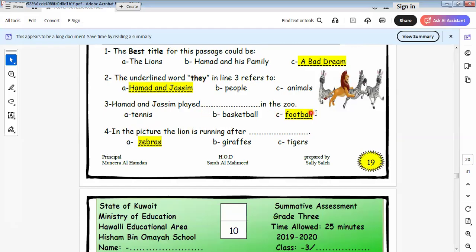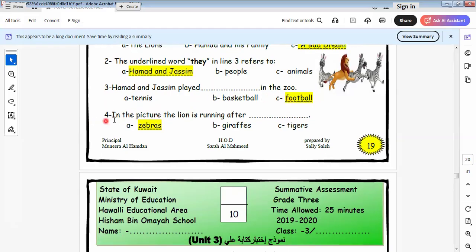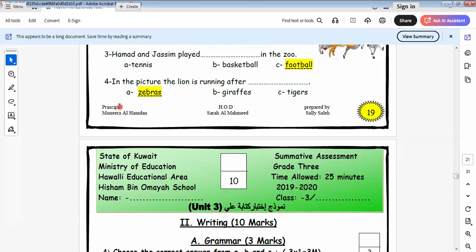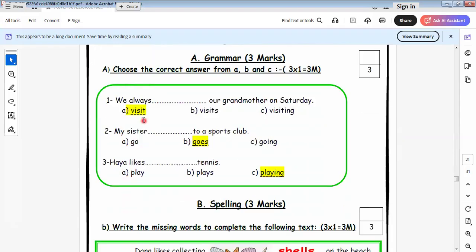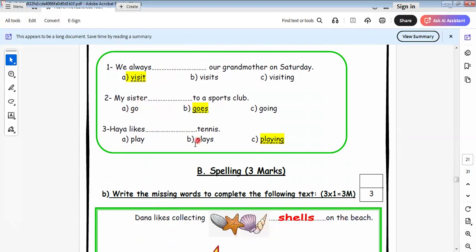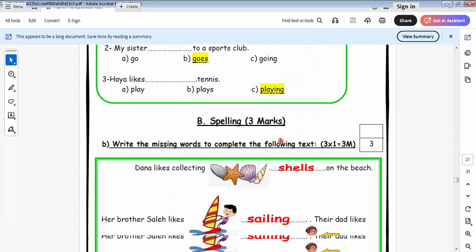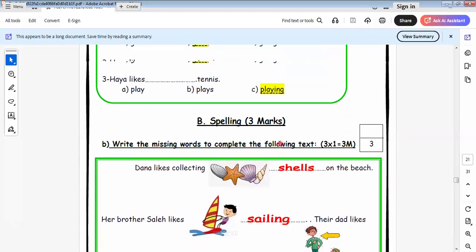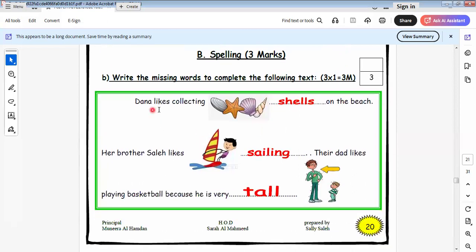Hamad and Jasim played football. In the picture, the lion is running after what? These are called zebras. You are clever pupils. Let's continue the rest of the exercise. He always visits our parents on Saturday, so he will be happy. It will be here visit. My sister goes. Why goes? Because sister is singular and must take S. Haya likes playing. As we know during the lesson, like must be followed by what? By the gerund.